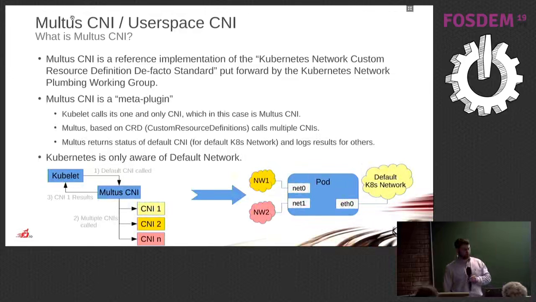So Kubernetes will call into Multus, and then Multus will cycle through its set of custom resource definitions, calling each CNI, and then once they're done, it returns the information of the default CNI back to Kubernetes. And then it squirrels away in some log files some information about the other CNIs' results. So because it is outside of Kubernetes, Kubernetes is not aware of these additional networks that Multus adds in, or these additional interfaces. Kubernetes is only aware of the default network.